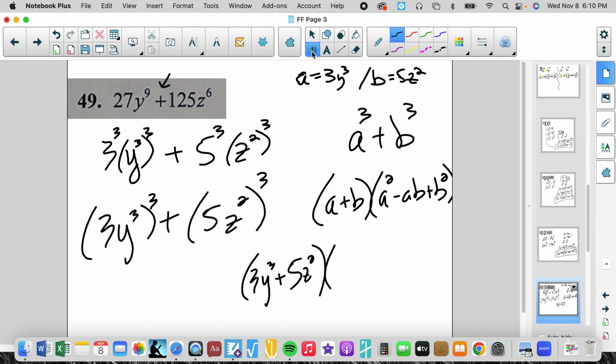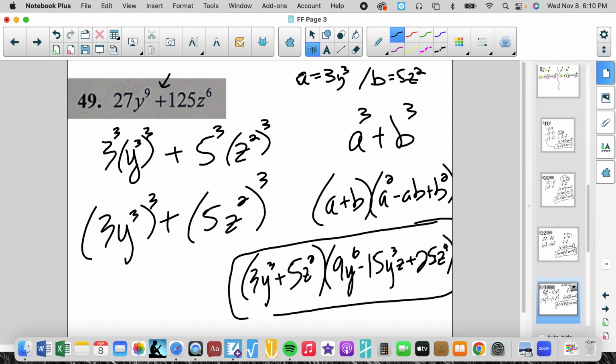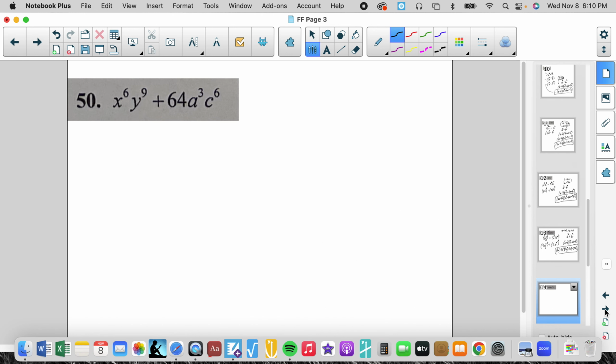A squared is going to be 9y to the 6th, minus a times b, which is 15y cubed z squared, and then 5z squared, quantity squared, is plus 25z to the 4th. Oh, that's nice also. These are getting good. Let's make sure I did it right. I'm pretty sure. Yep, that's good.